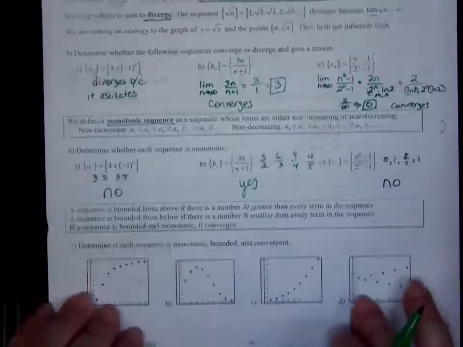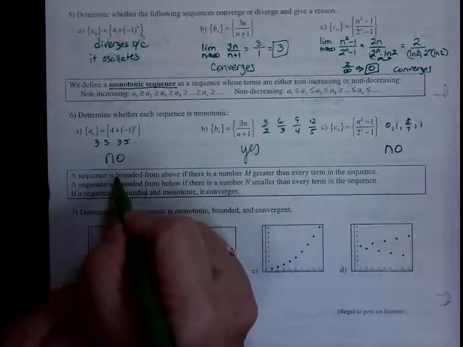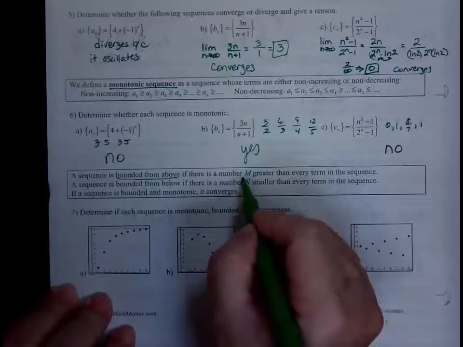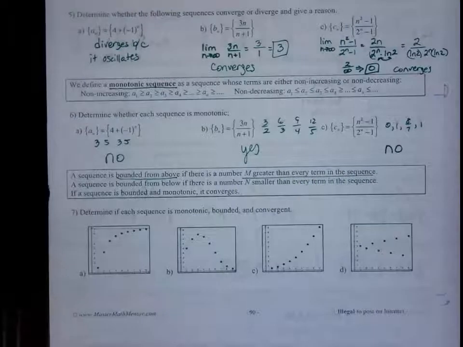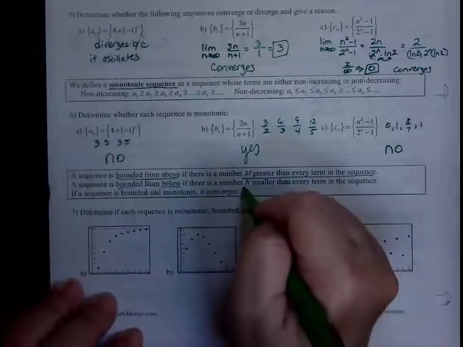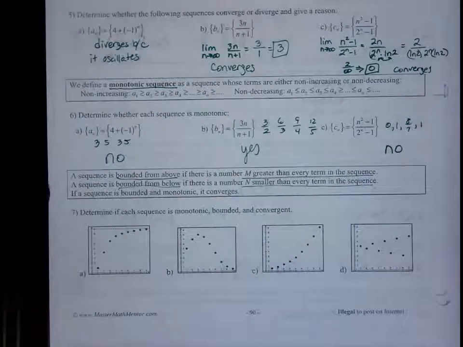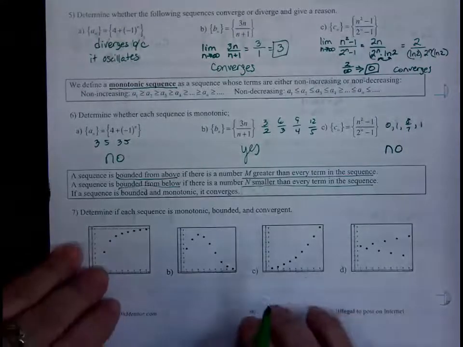Okay, last thing we're going to talk about is bounding. A sequence is bounded from above if there is a number m greater than every term in the sequence. In other words, if there's an upper limit, then it's bounded on top. If there is a lower limit, it's called bounded from below. There's a number n smaller than every term in the sequence. It will never go below a certain threshold, sometimes acting like an asymptote.